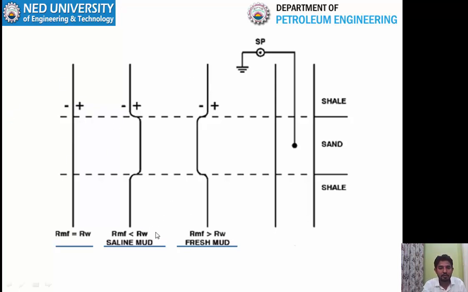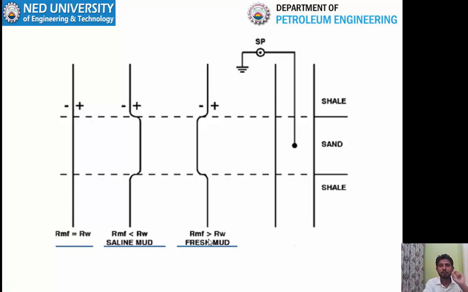And when you have the saline mud, which means the resistivity of your mud filtrate is lower as compared to the formation water, you will have the positive deflection. And this is basically the most usual case, because generally your mud is fresh as compared to the formation water. So when your mud is fresh as compared to the formation water, the resistivity of the mud will be higher as compared to the formation water, and in this case you will have the negative deflection. So most of the time you will see negative deflection because your mud is fresh as compared to the formation water, which means the mud is less saline as compared to the formation water.